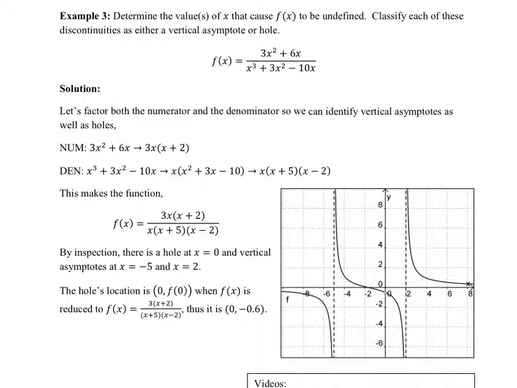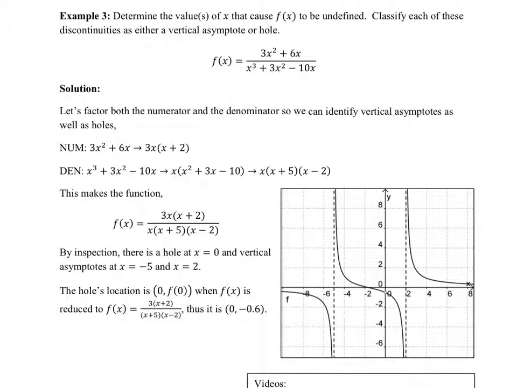Whenever there's a canceling factor, what would make that undefined is called a hole. So at x equals 0, we have a hole. At x equals -5 and x equals 2, we've got our vertical asymptotes. So you see the vertical asymptotes with the dashed lines.